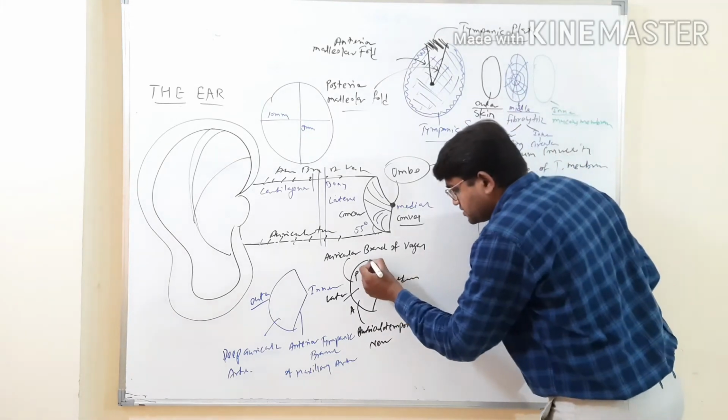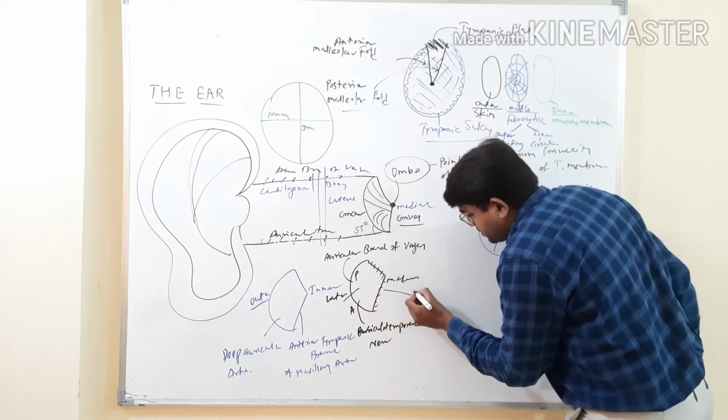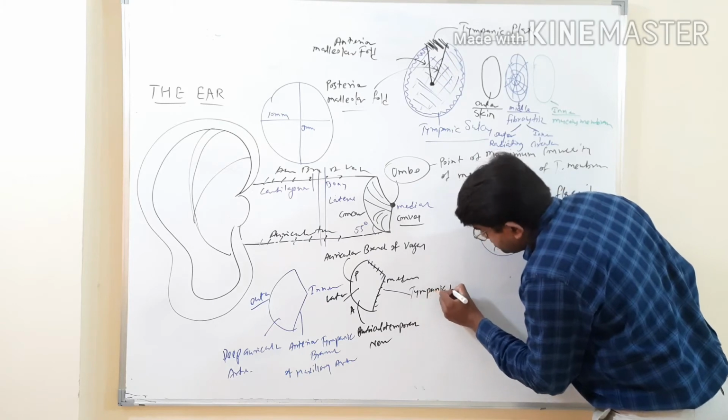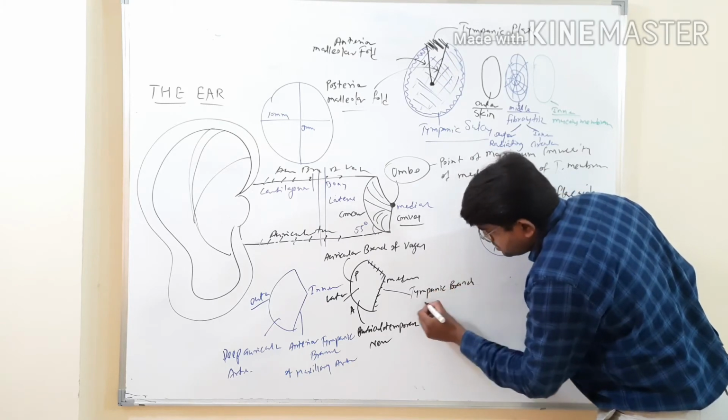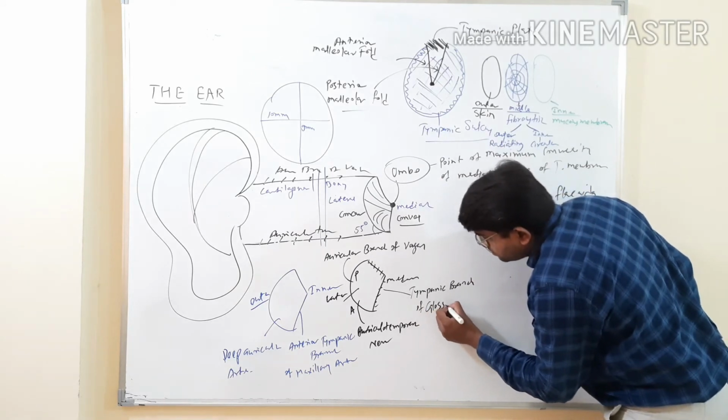whereas its medial surface is innervated by the tympanic branch of the glossopharyngeal nerve.